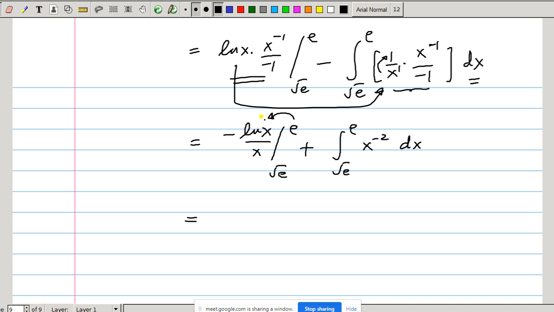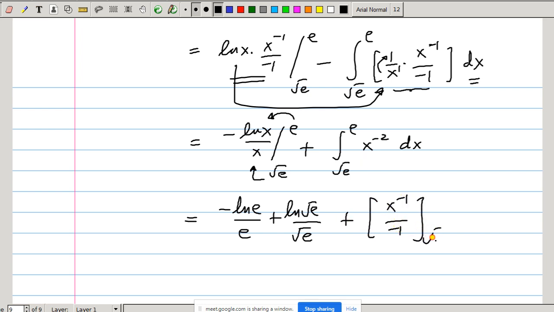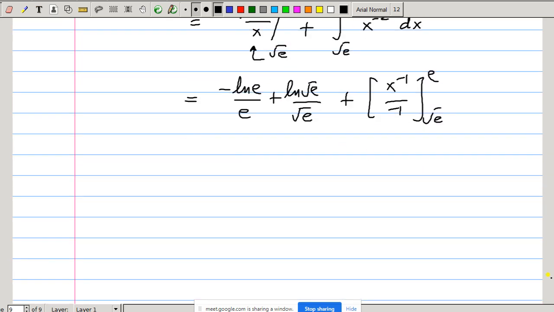Here you can put e, so minus natural log of e by e, and if you put this here, it will become plus log of square root of e by square root of e. This is what you got. Plus, here the integration is x to the power minus 1 by minus 1, and again I can put the values. Now integration is done, so I can replace. So I will replace only here now these two values. So I got log of e is 1, so I got minus 1 by e.